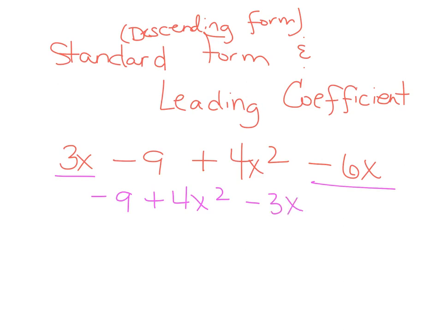Now I want it in descending order. So again, I'm going to look only at the variables. I have a variable with an exponent of 2. This x has an exponent of 1, and then the negative 9 doesn't have any x's. Descending order means go highest to lowest. So I am going to write 4x squared first, then the term with the next lowest exponent, negative 3x. And lastly, I'm going to put the negative 9 on the end because it doesn't have a variable x, so it doesn't have any exponents. That right there is in descending order, or standard form.